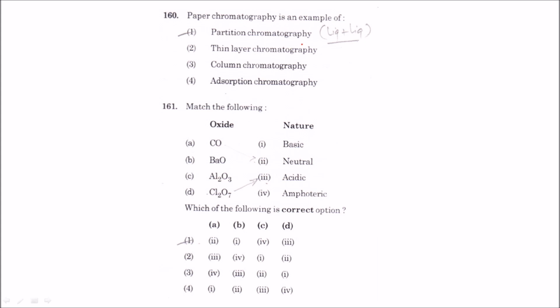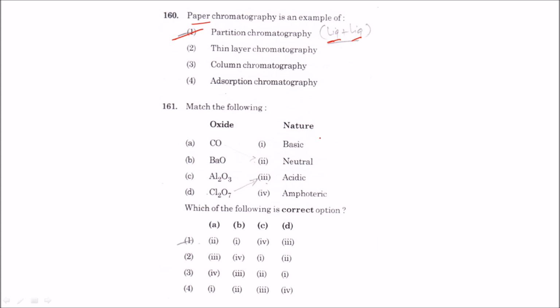160. Paper chromatography is an example of, okay, this is a direct one again. Paper chromatography comes under partition chromatography, in which both are liquids, right? Like the stationary phase as well as the mobile phase. So the right answer is the first one.